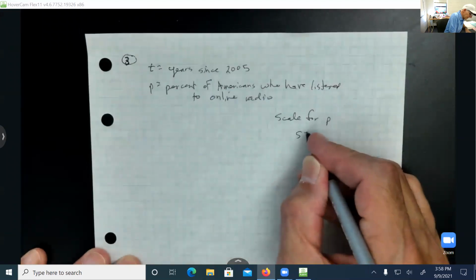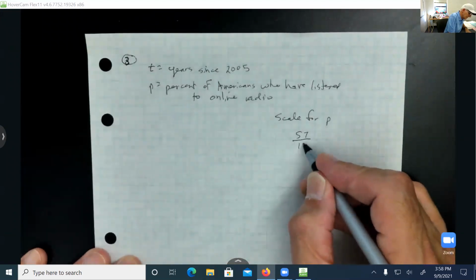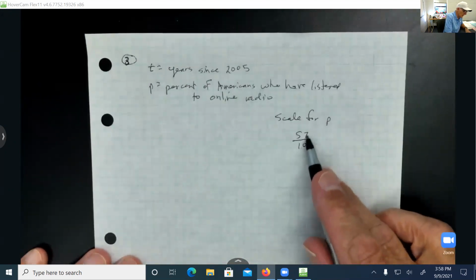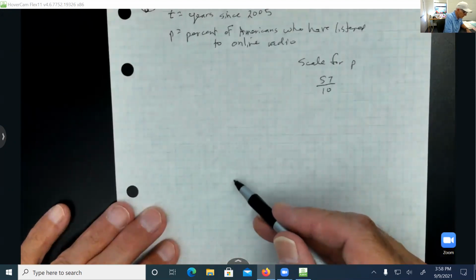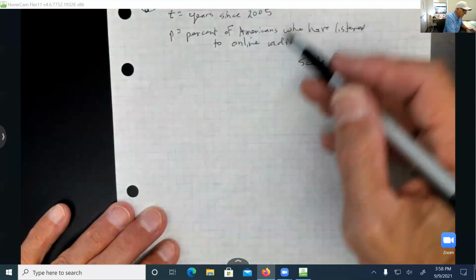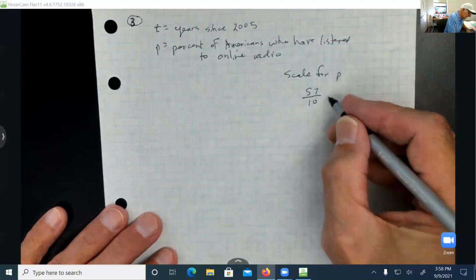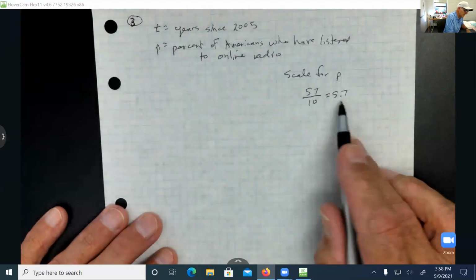I'm going to take 57, which is my largest value, and divide by 10, because 10 is basically how many squares I want to have on the graph paper. If each square on my graph paper is 1, the graph is going to go all the way off the page. 57 divided by 10 is 5.7.